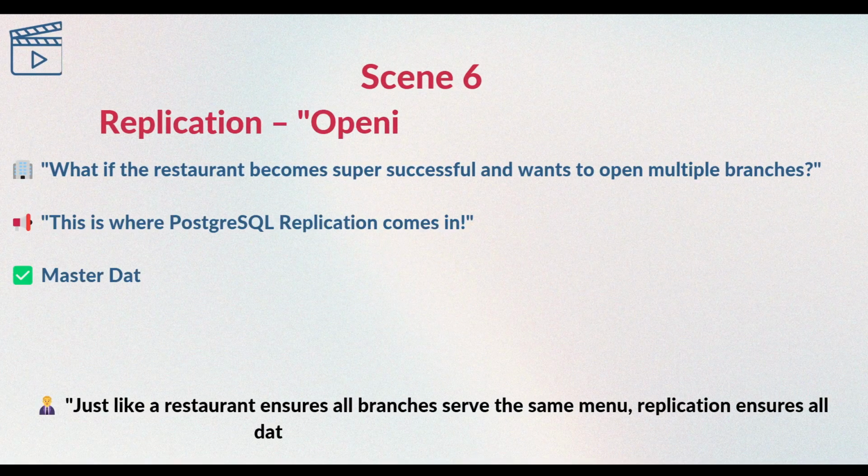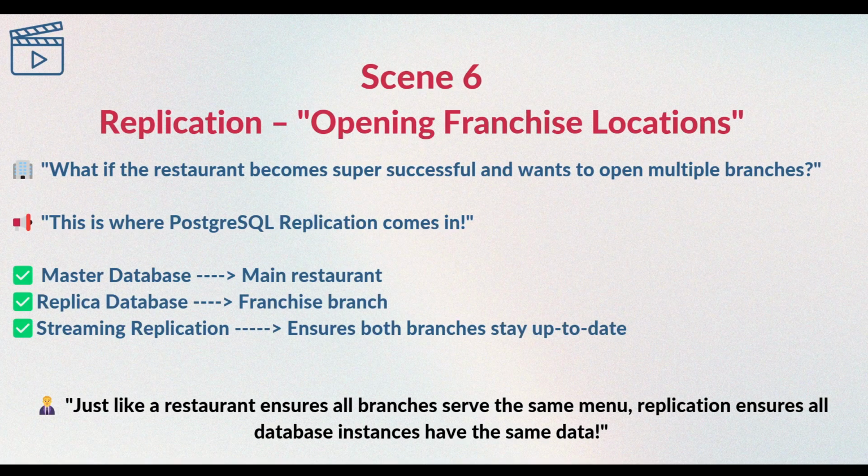What if the restaurant becomes super successful and wants to open multiple branches? This is where Postgres replication comes in. The master database is the main restaurant, and the replica database is the franchisee branch. It ensures that both branches stay up to date. Just like a restaurant ensures all branches serve the same menu, replication ensures all database instances have the same data.